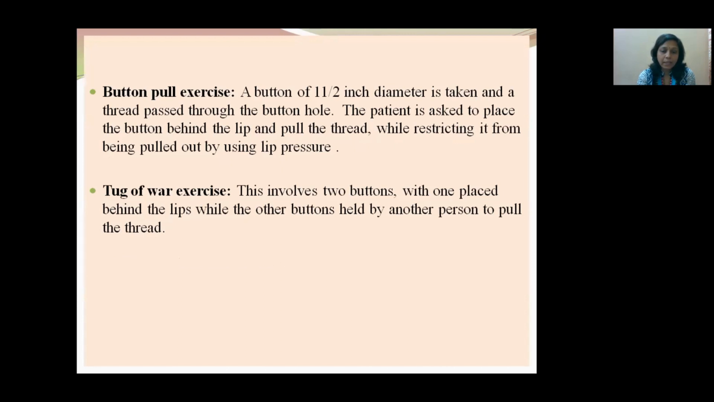Button pull exercise is an exercise where a button of 1.5 inch diameter is taken and a thread is passed through the buttonhole, and the patient is asked to place the button behind the lip and pull the thread while restricting it from being pulled out by using lip pressure. Another exercise is the tug of war exercise for the muscles, which involves 2 buttons with one placed behind the lips while the other button is held by another person to pull the thread, and again the person has to restrict it from being pulled out by using the lip pressure.